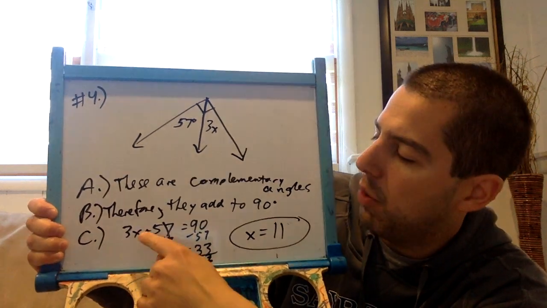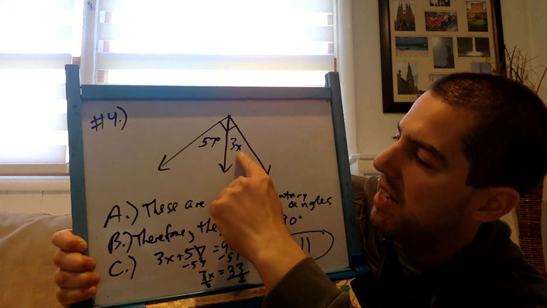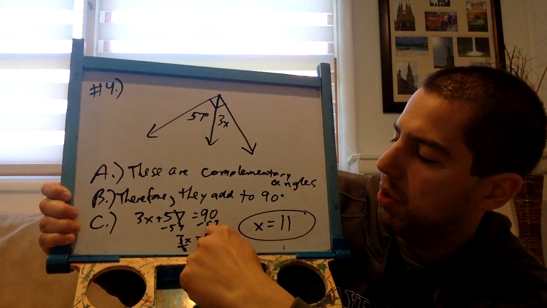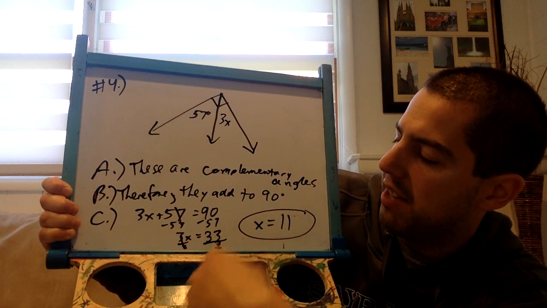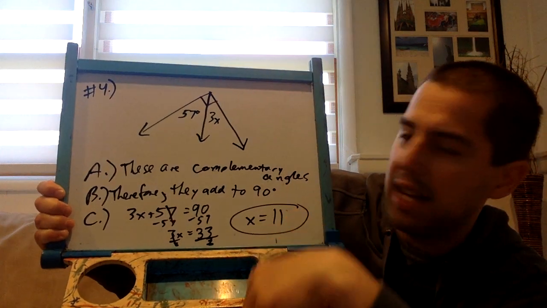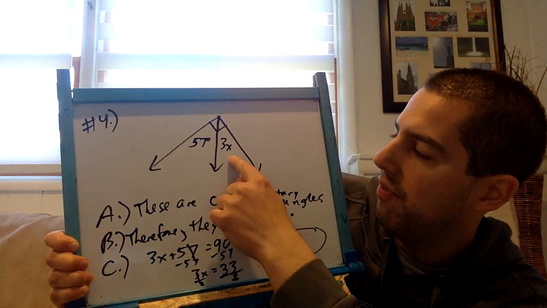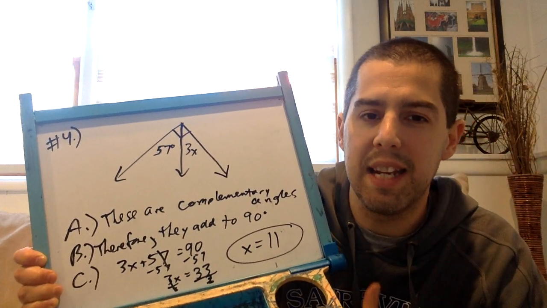So when I'm making my equation, I take the one angle, 3x, plus the other angle, 57, and 3x plus 57 has to equal 90. It's a 2-step equation. Subtract 57. You'll get 3x equals 33, then divide by 3 on both sides, and you'll get that x equals 11. If I wanted to check it, I could do 3 times 11. 3 times 11 is 33, plus 57 gives me the 90 that I want.